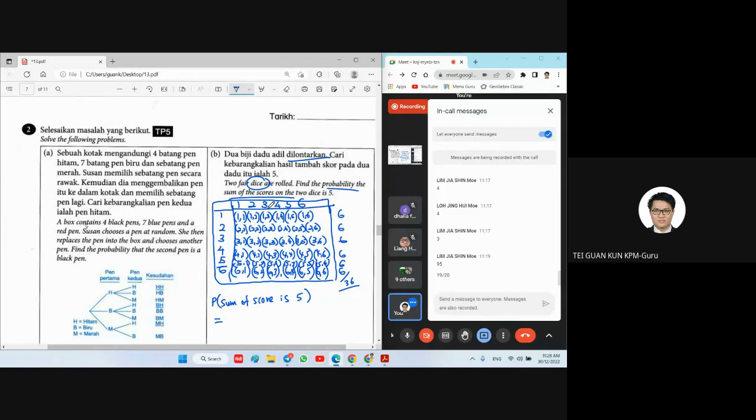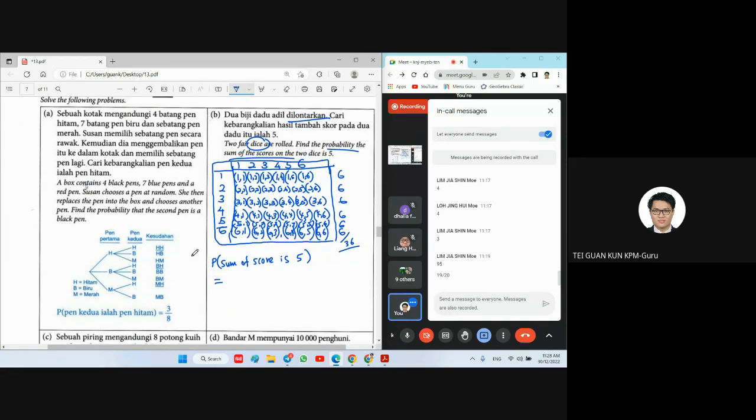Faham tak ini? Dan untuk ini kita tak guna cara tree diagram, sebab kalau tree diagram nanti susah. Seperti yang saya cakap tadi. Understand tak this one? Understand now? Okay, thank you, Ching Hui.